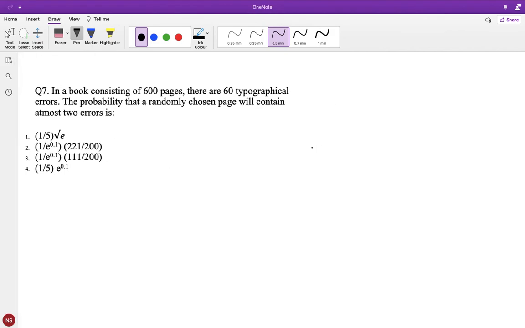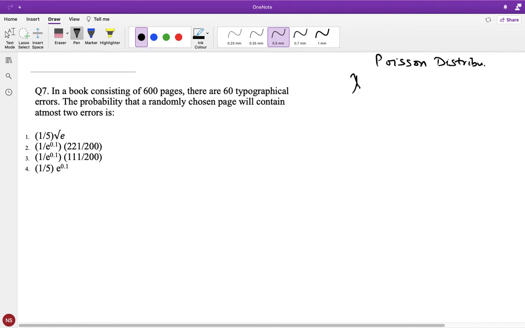In a book consisting of 600 pages, there are 60 typo errors. Probability that a randomly chosen page will contain at most 2 errors is... So this is a problem of Poisson distribution. This is a French word named after the French scientist Poisson, but in India we call it poison. So I'll stick to poison, but in reality, poison is incorrect. But whatever.